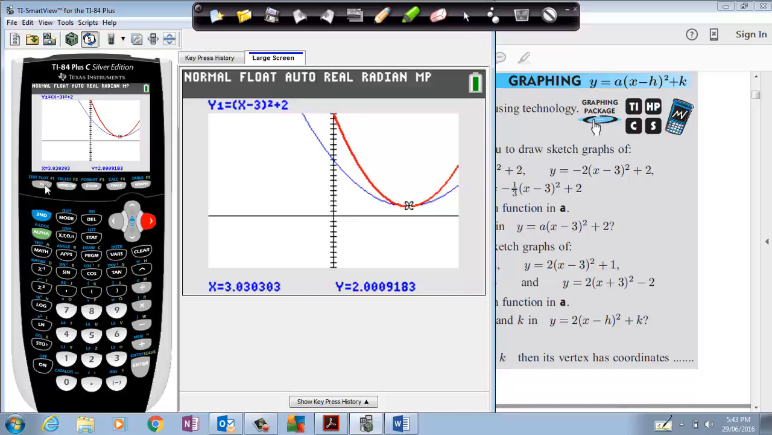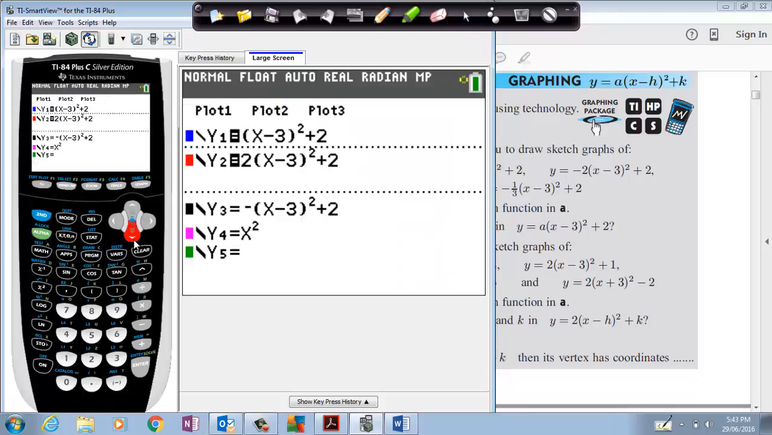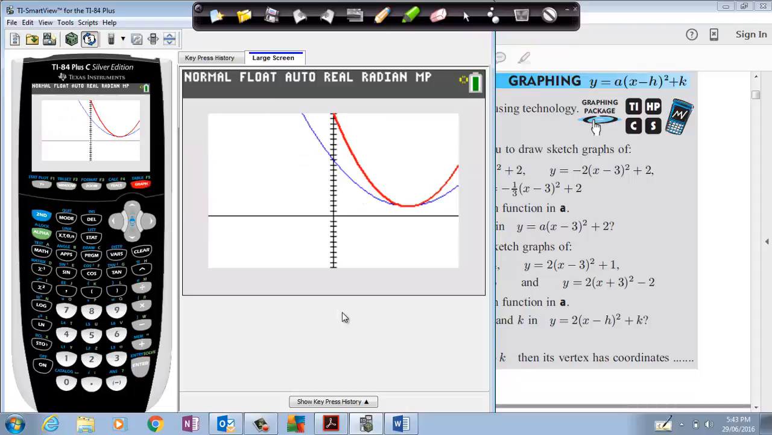We could also have it upside down if we used a minus out the front. So if I plotted minus 1 followed by x take 3 squared plus 2, then we'd also get a vertex of 3, 2, except this time it comes from the bottom because there's a minus out the front.